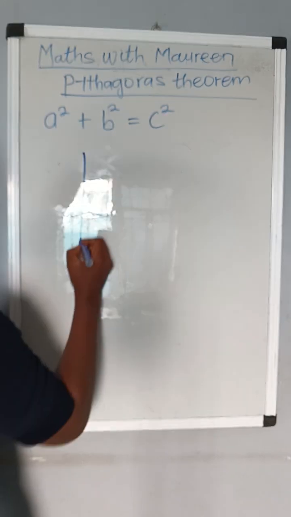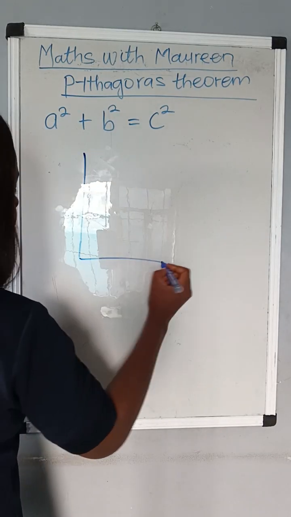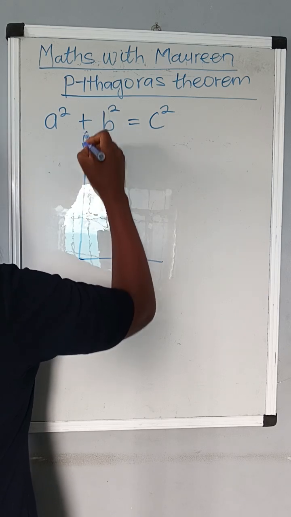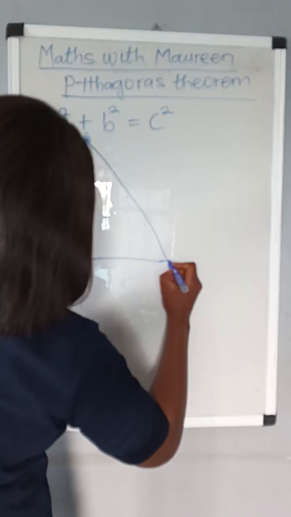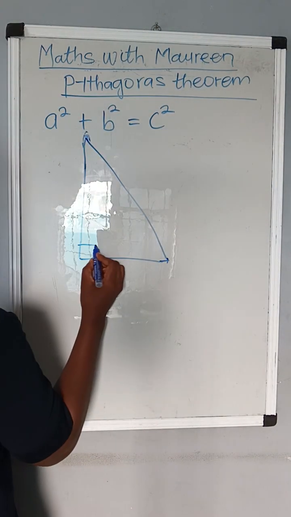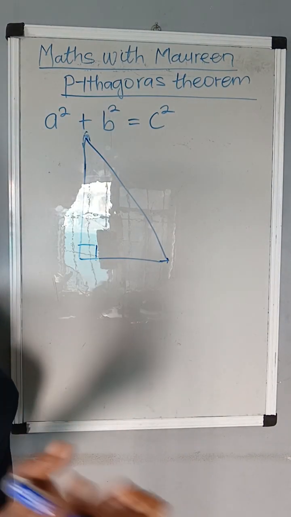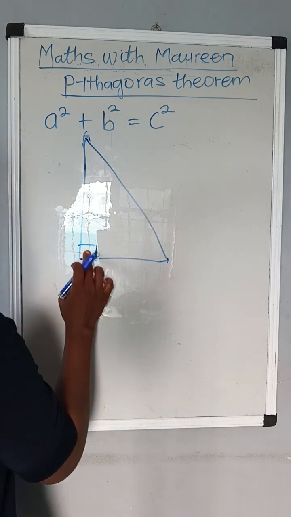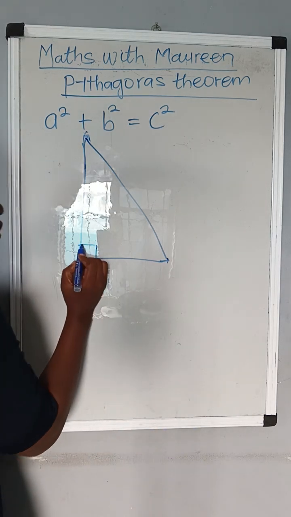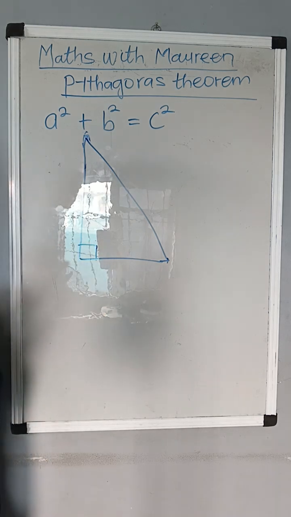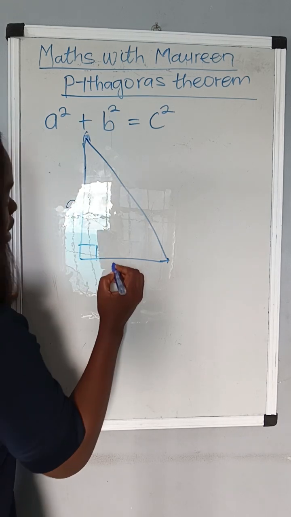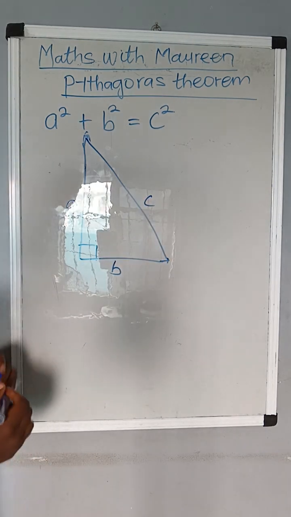Supposing we have a right-angled triangle like this. This is where we have the right angle. By right angle, it means that one of the angles is 90 degrees. Anytime you see this small square, it means the angle there is 90 degrees. Supposing we have here to be A, here to be B, and here to be C.